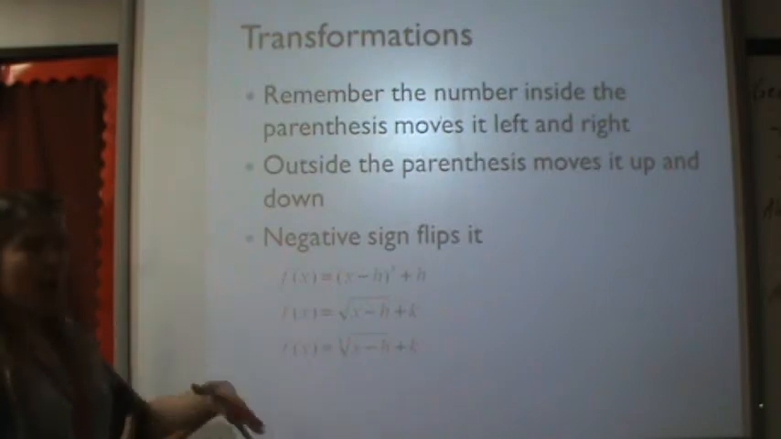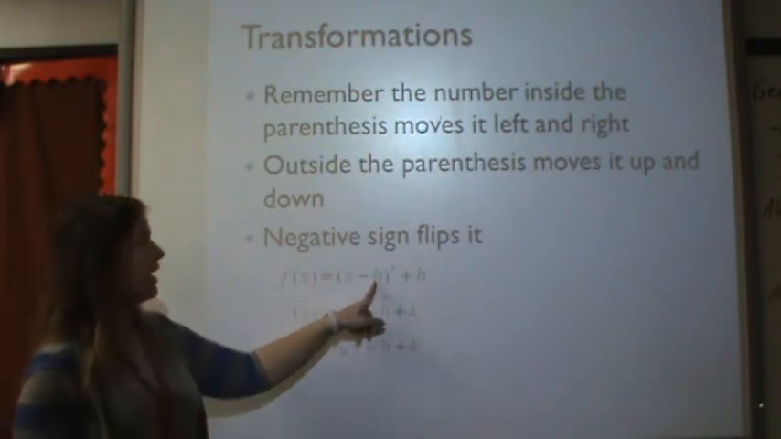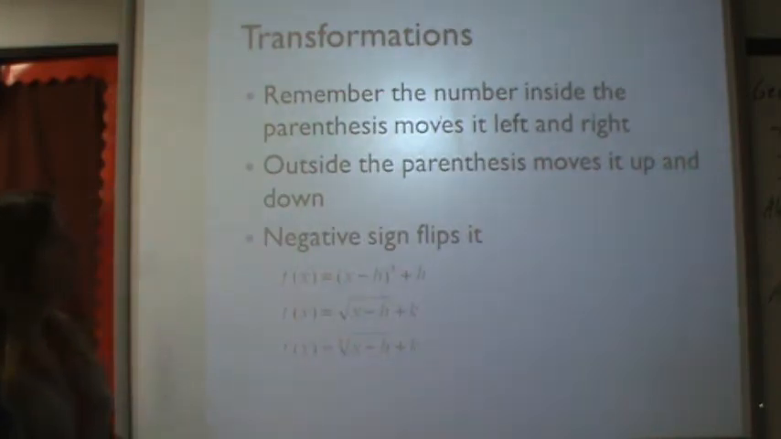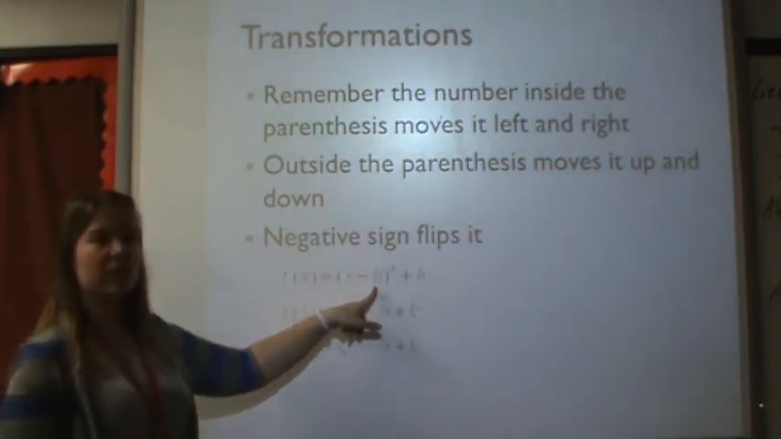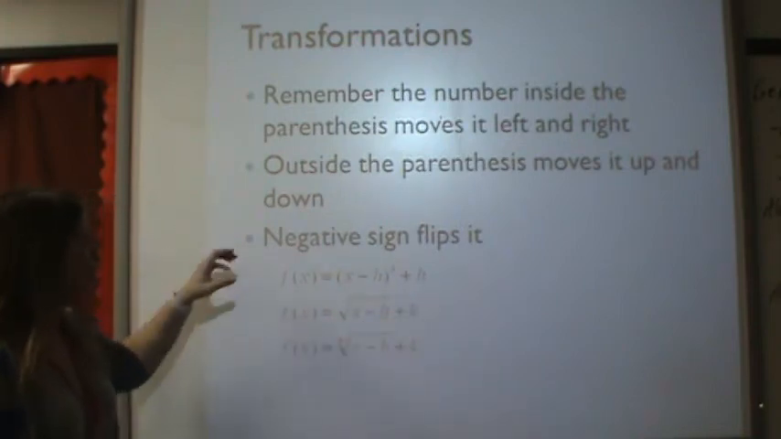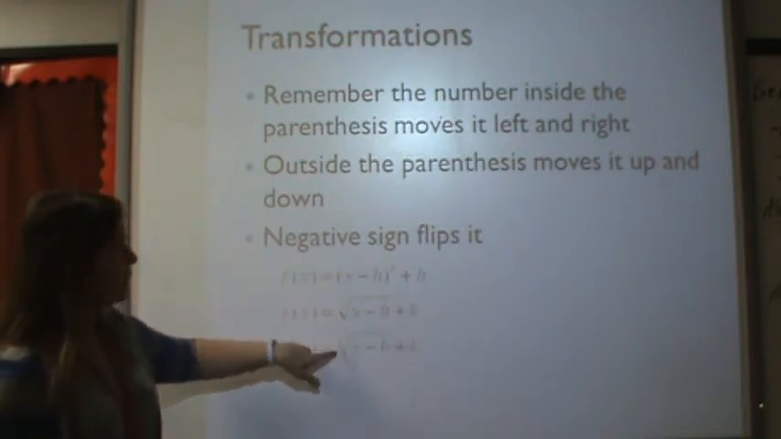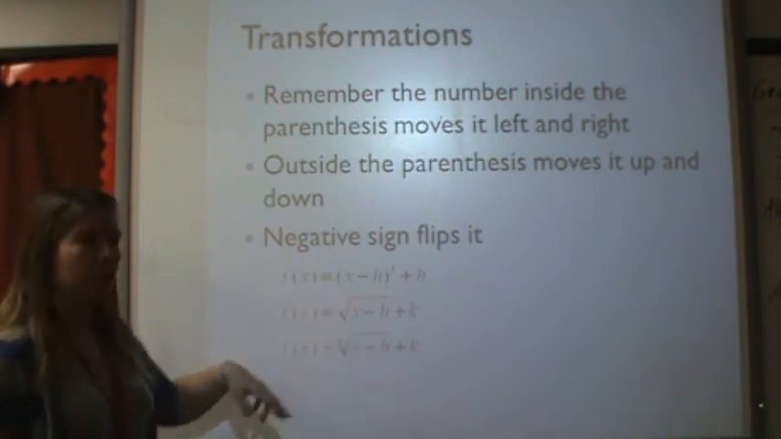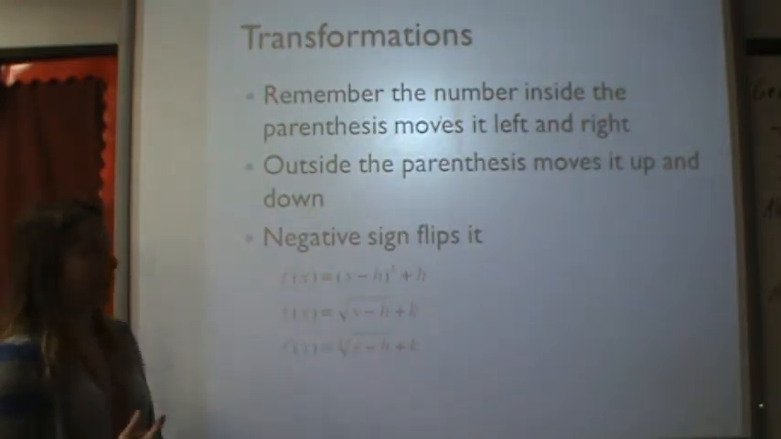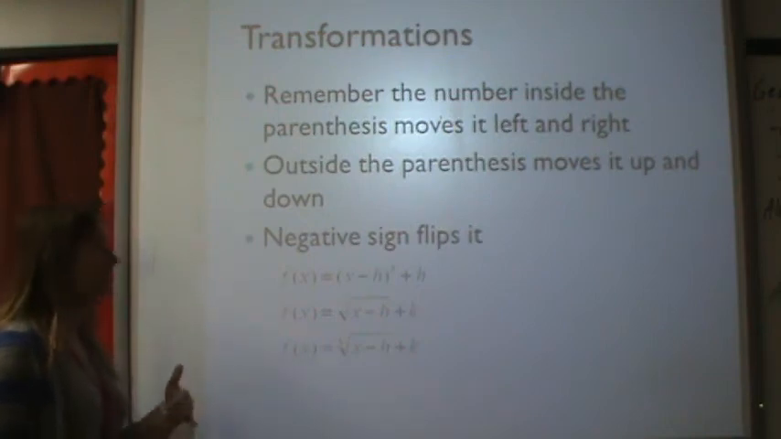So when we talk about how a graph moves, your H is your left and right because that's your x value on your vertex. But remember, it goes opposite, so if it's positive it goes left, if it's negative it goes right, and then your K goes up and down. The negative sign or whatever is in front of your parentheses or your root is going to be your slope. So if it's negative, it flips down.